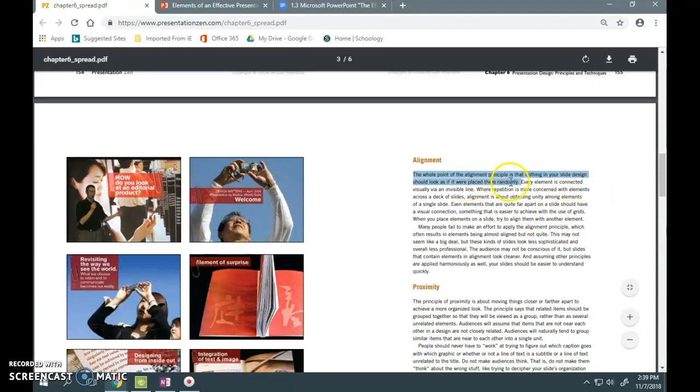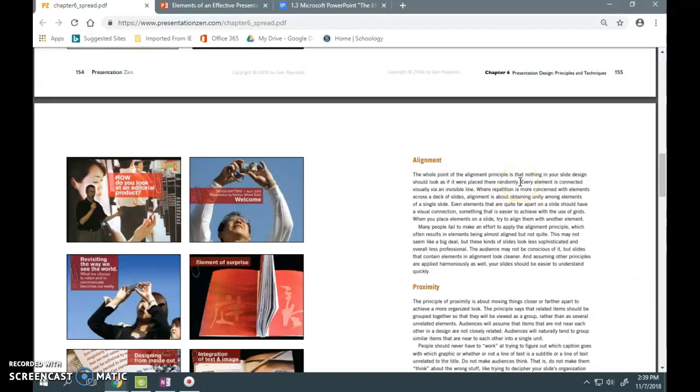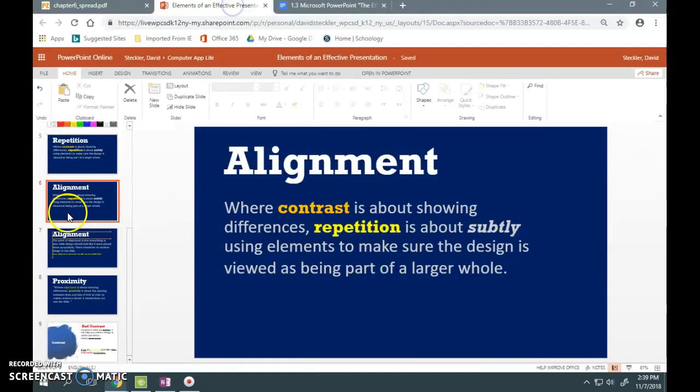Alignment looks like it should be done almost effortlessly, but it's something that should be very purposeful because every element is connected via invisible lines, and that invisible element people should not even know about. And many people fail to make an effort to apply this principle. We just kind of make slides randomly, but it really does tie together nicely the whole presentation. So that's alignment. Next on the list is P for proximity.